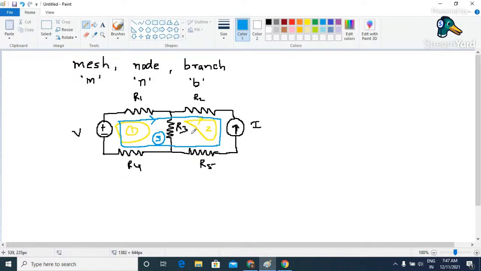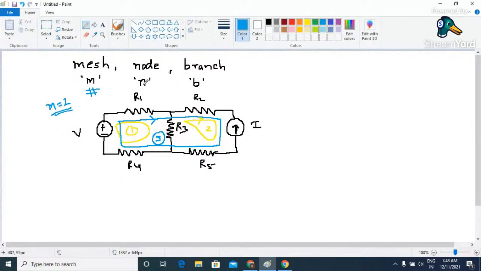Now out of these three closed paths, one will be a closed path, but it cannot be treated as a mesh. Why? Because I told you that a mesh is a closed path which cannot be further sub-classified into closed paths. That means it is the smallest closed path available in a circuit. So if you see closed path 1, it is the smallest closed path. It cannot have further closed paths in it. In the same way, closed path number 2 is the smallest closed path. It cannot have further sub-closed paths in it. So in this particular circuit, we have two meshes.